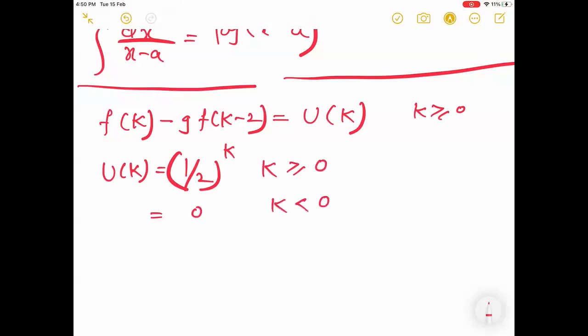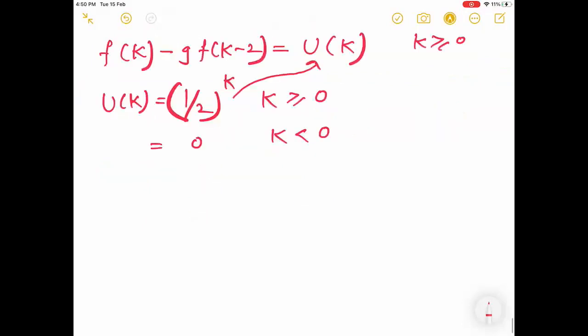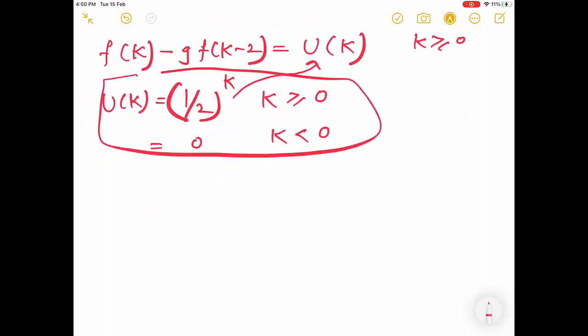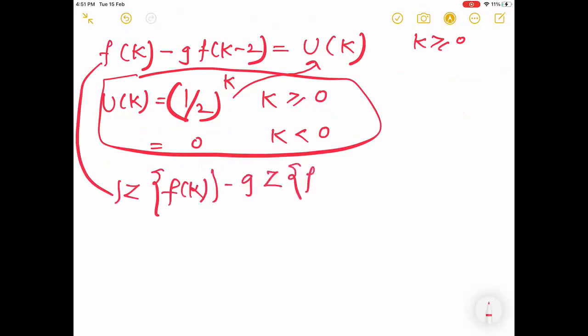Madam, I think this type of problem, with the unit step function given, has not been done in class. This is a unit step function. So the right-hand side is a unit step function: half raised to k for k greater than or equal to 0, and for k less than 0 the answer is 0. So it exists only in the positive part. Now you will take the Z transform of the left-hand side. That we can do.